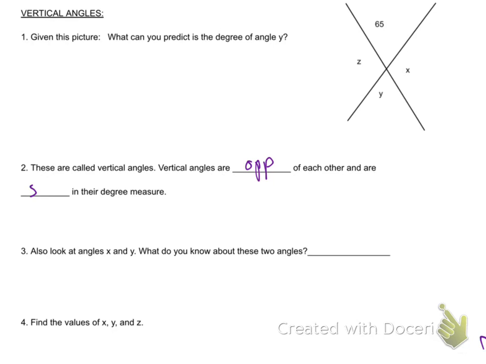Same. Maybe use a fancier word. Cool. Congruent. They are congruent. They are the same. They are equal. Cool? Hey, look at X and Y. What do you think about those? They are the same. Oh, wait, X and Y.